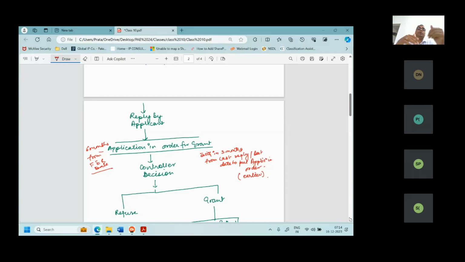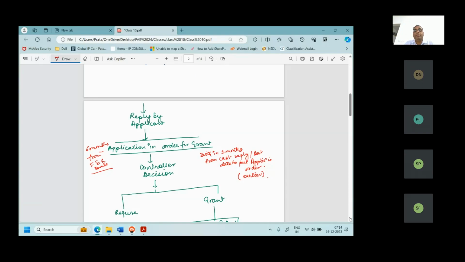Then, however, once the 6 months is over and you have put your application in order for grant, the controller will again look into it, and then it will either refuse it or grant the patent as he deems fit.